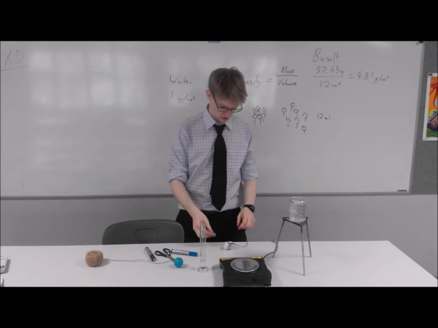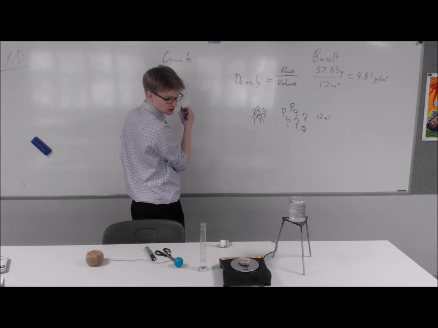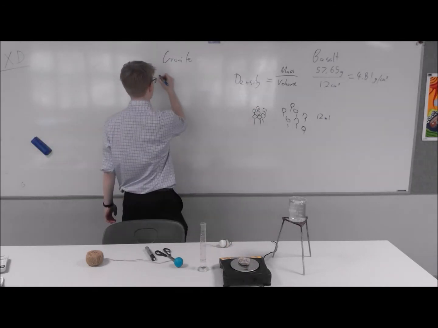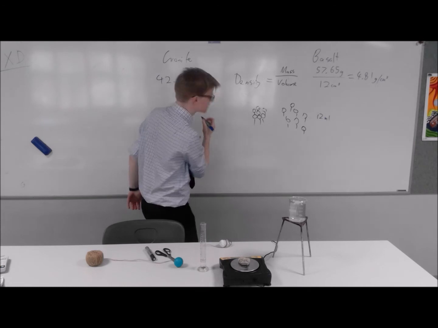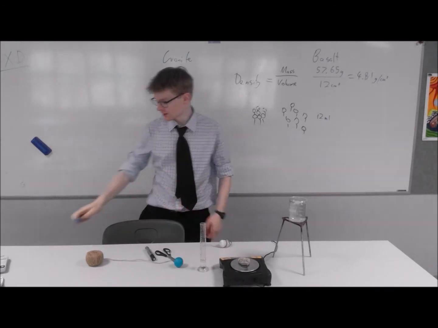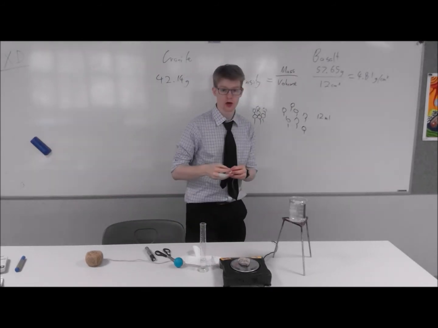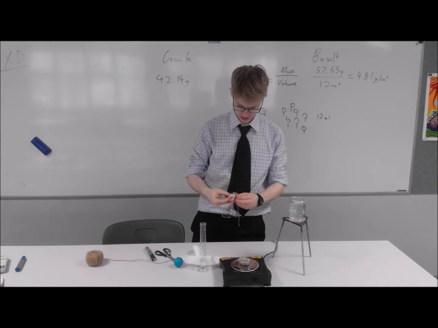So give me a moment to work out the mass of this granite. All right, so I've just worked out this granite has a mass of 42.14 grams. Now I'm going to do the exact same thing I did with the basalt. I'm going to work out the volume of this granite.